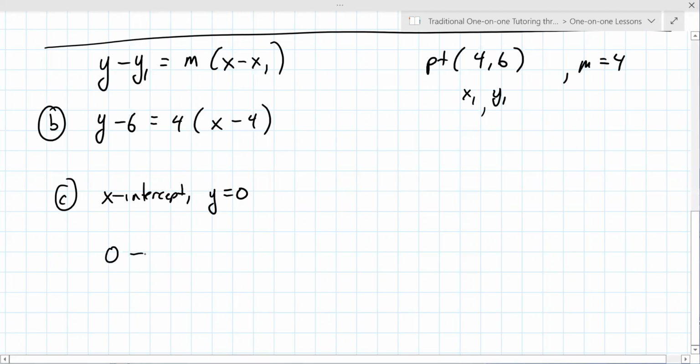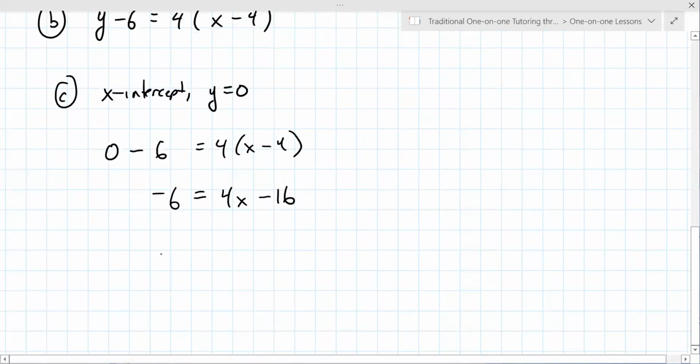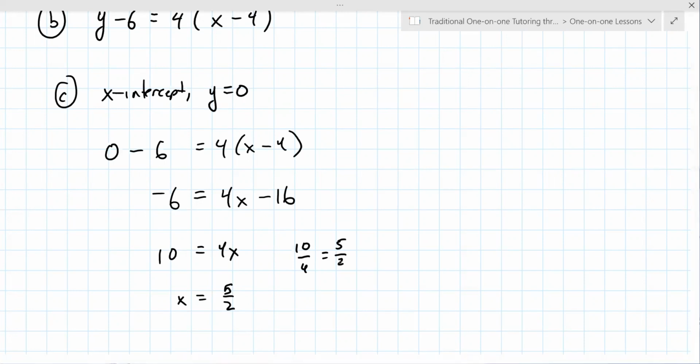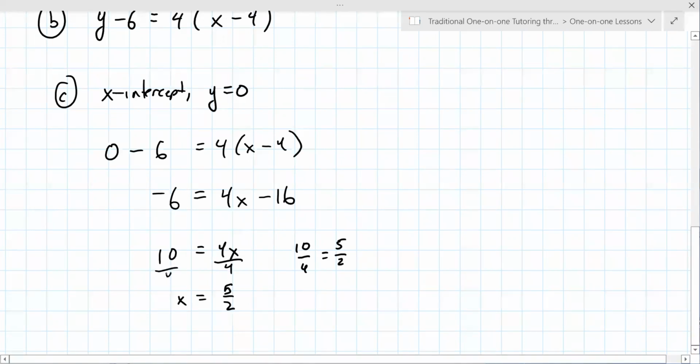Okay, so let's work it out here. 0 minus 6 equals 4 times x minus 4. Did you distribute the 4 in? Yeah, so 4x minus 16. Add 16 to both sides gives you 10. So x equals 5 halves. Because it's 10 divided by 4, but it becomes 5/2. Wait, I thought that you put the 10 under the 4. You divide both sides by 4.